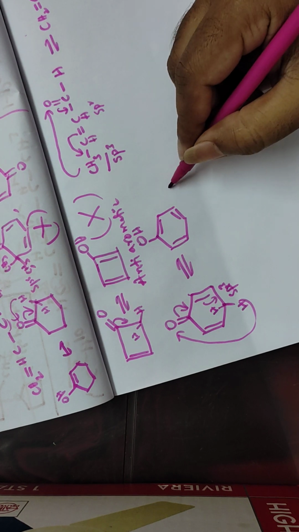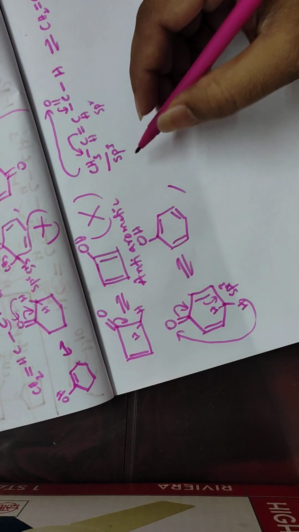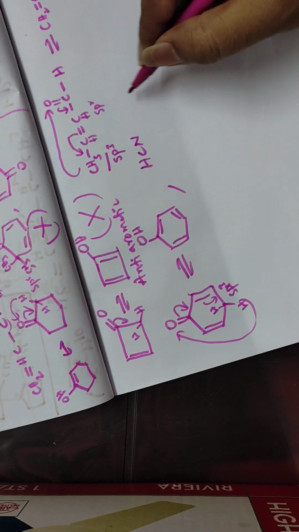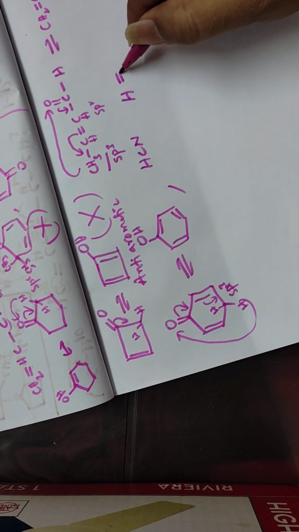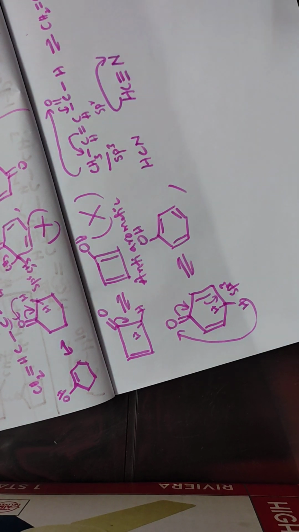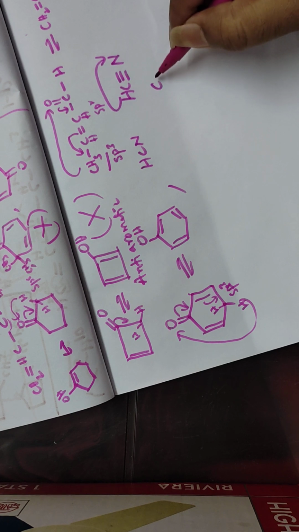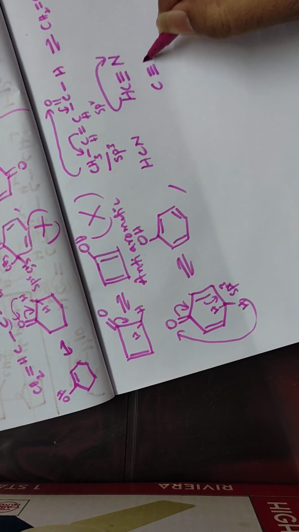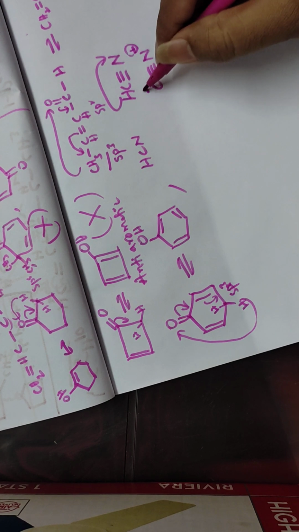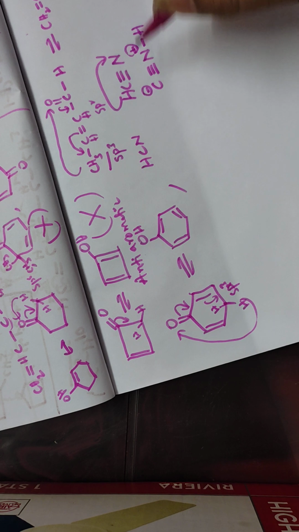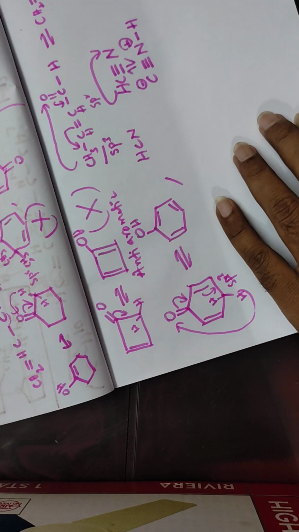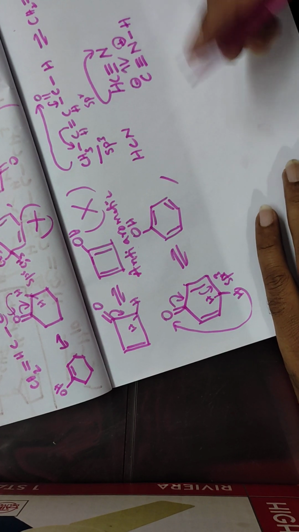Okay, we will check another compound. A simple compound, HCN, hydrogen cyanide, also exhibits tautomerism. H triple bond C triple bond N. This hydrogen simply shifts to here. Then C triple bond N here with plus here, minus, and the hydrogen is here. These two are the tautomers. This phenomenon is called tautomerism.